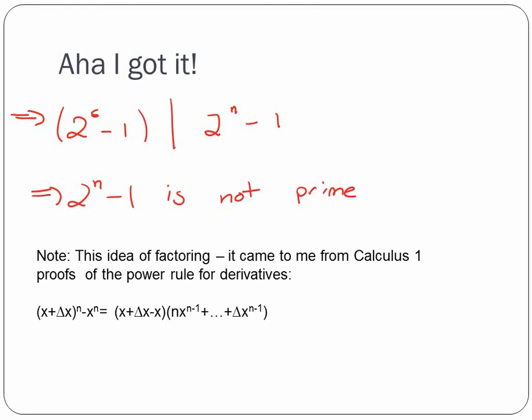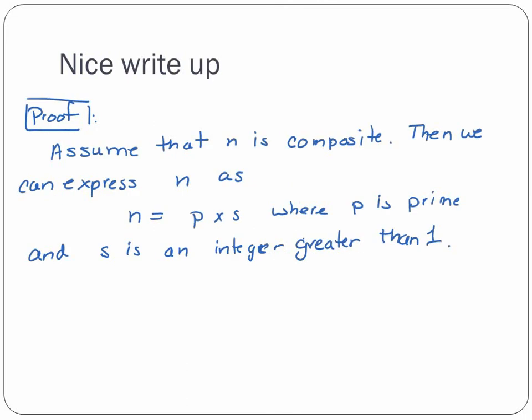So I got the idea of expanding from somewhere else. So that's what makes writing proofs so different. You're taking this large toolbox and then stretching out and saying, what can I grab from what I know to solve this, to arrive at those logical steps? Okay, this is a nice proof. Assume that it's composite. Then we can express n as p times s.